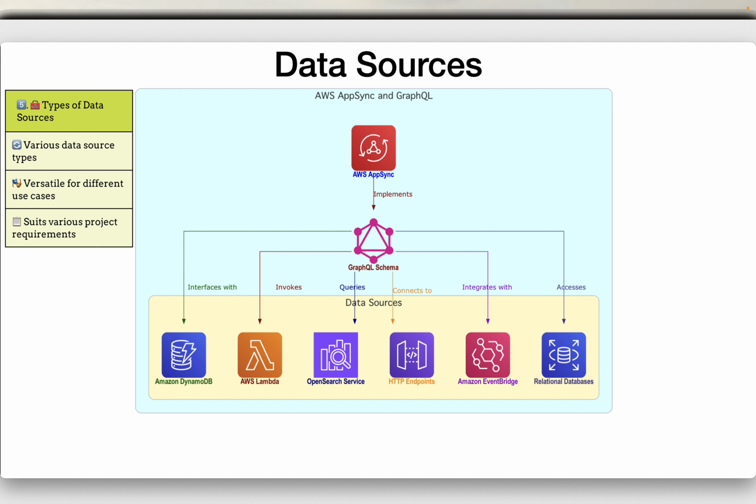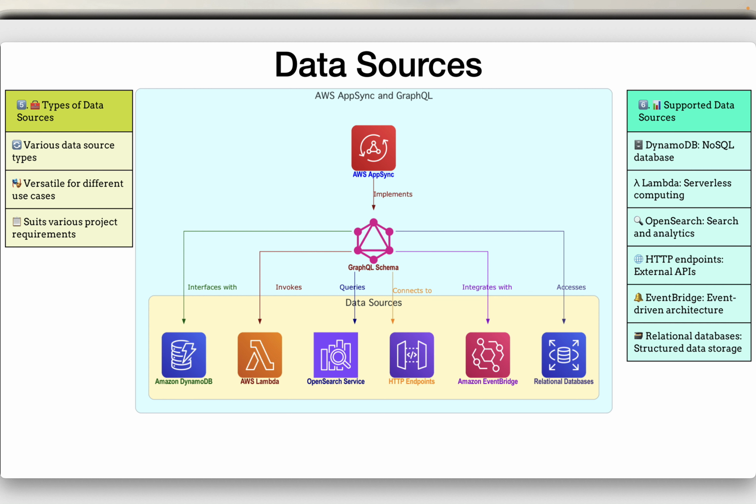AWS AppSync supports various data source types, thus making it versatile for different use cases and project requirements. Some of the supported data sources include DynamoDB for NoSQL database, Lambda for serverless computing, OpenSearch for search and analytics, HTTP endpoints for external APIs, then EventBridge for event-driven architecture, and relational databases for structured data storage. So it covers pretty much any kind of use case.